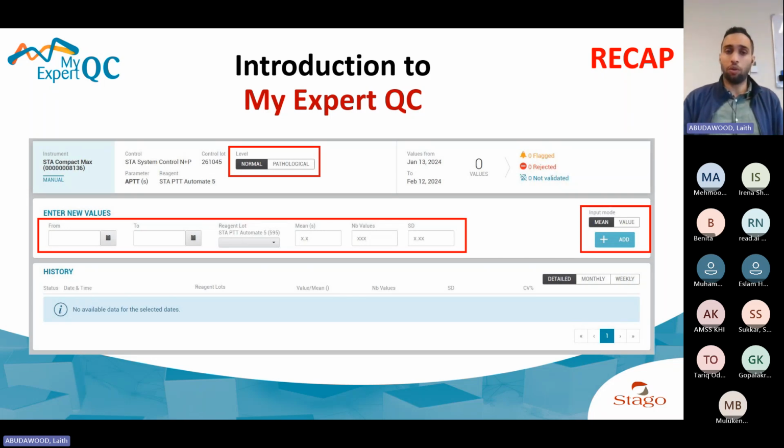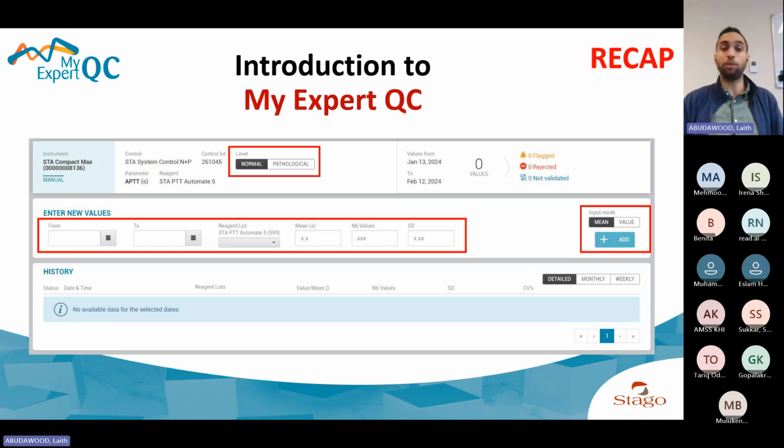For my Expert QC, all I need is the mean value, the number of runs, the standard deviation, and the lot number. And that's it. I can get a report for that particular parameter. I don't need to enter each and every QC value. Otherwise, no one will ever use the service, no matter what.